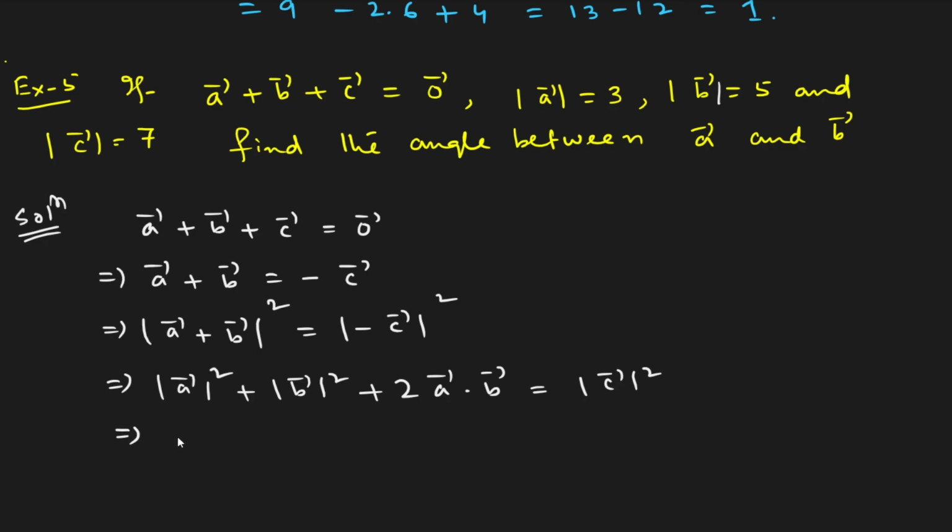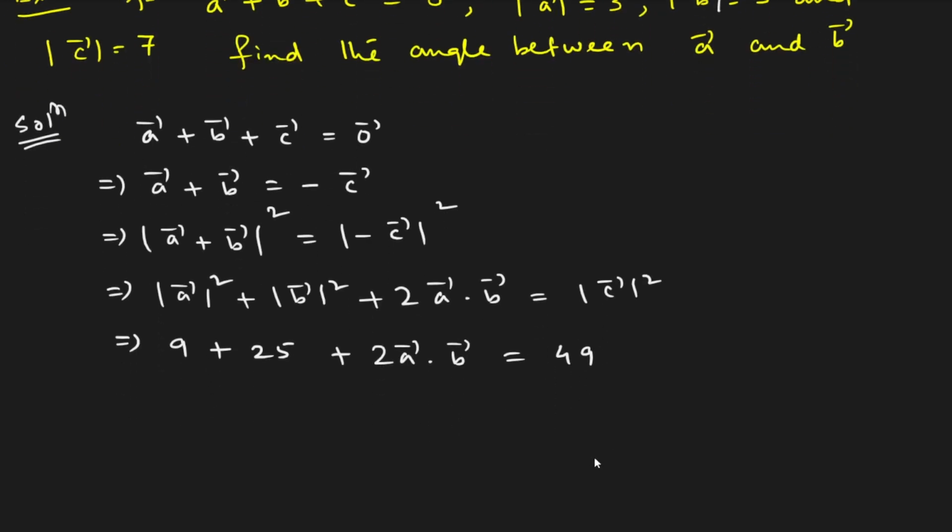So these values are given: 9. This will be our 25. A dot b we don't know, so let us keep it like this, and then this is 49. So this implies 2 into a bar dot b bar is equal to how much? 34, right?